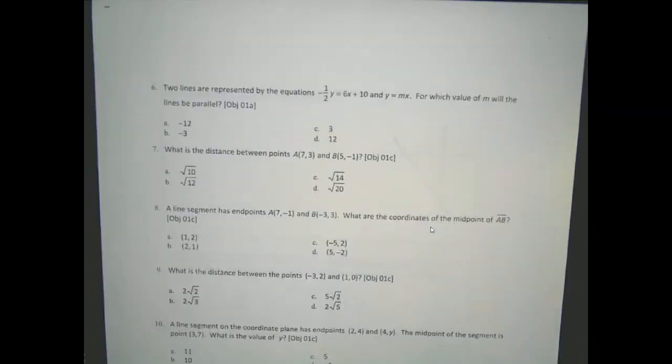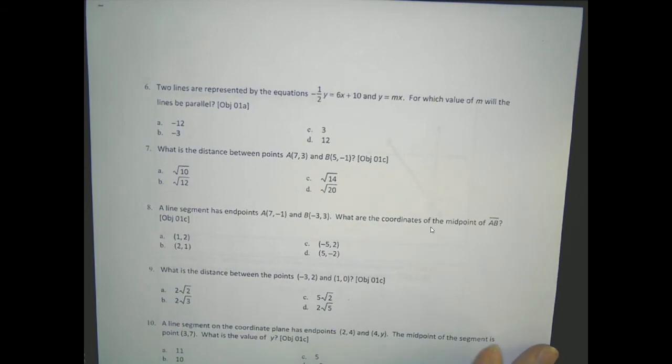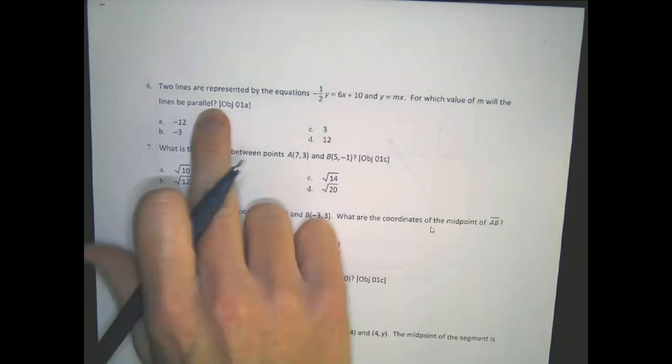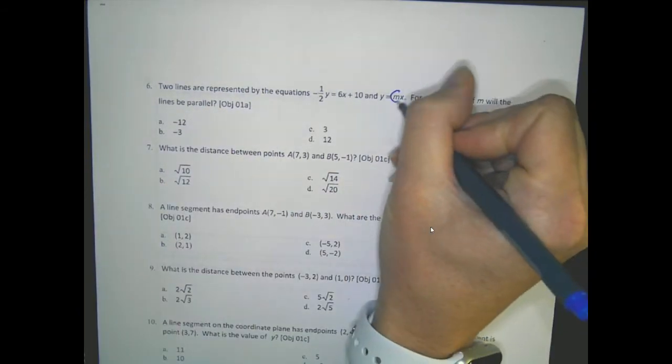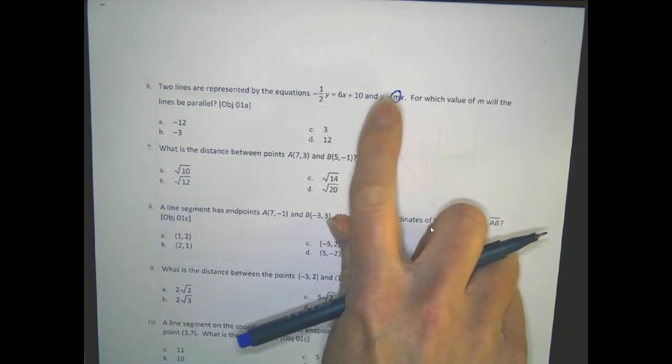Number 6 here. Two lines are represented by negative 1/2 y is equal to 6x plus 10. For which value of m will the lines be parallel? So basically, this is slope-intercept form. The y-intercept would be 0 here, so you're just trying to find the slope of this line.